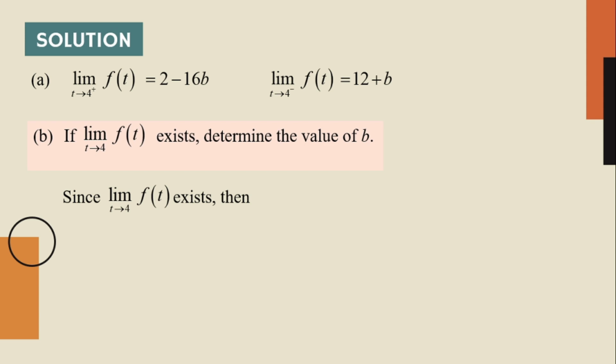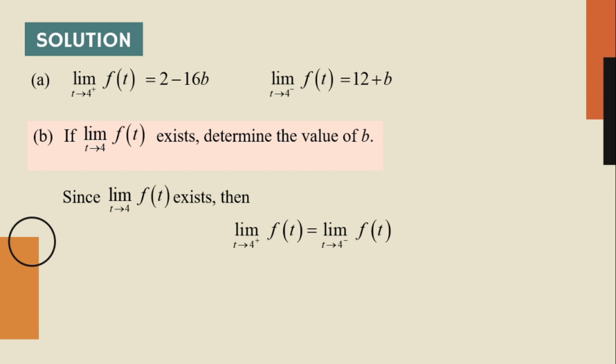From question A, yes, we got both limits exist. But now you have that the limit of f(t) as t approaches 4 exists. Then the limit as t approaches 4 from the right is equal to the limit as t approaches 4 from the left. Why are they equal? Because the limit of f(t) as t approaches 4 exists.